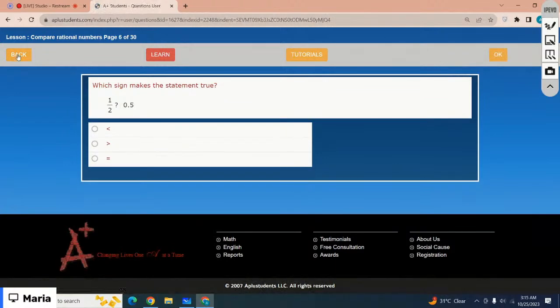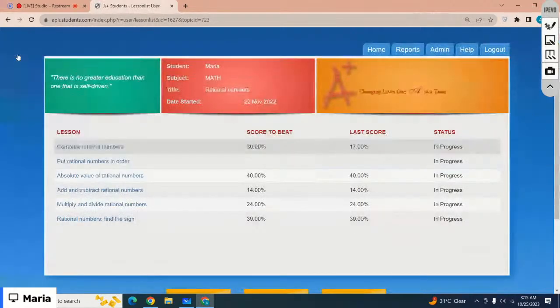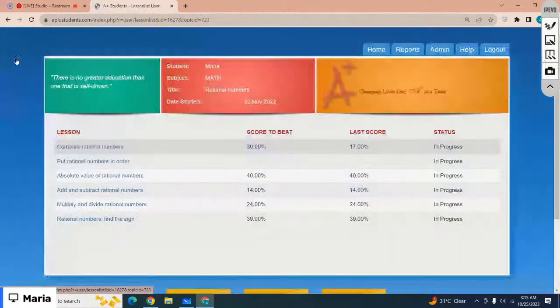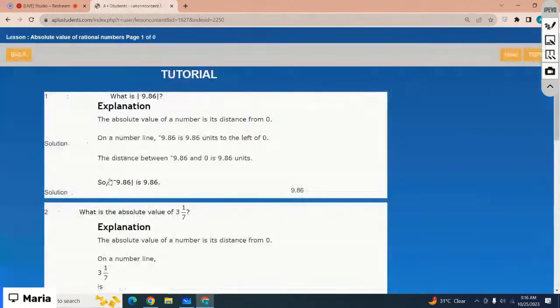Let me move on to the next lesson. The next lesson is put rational numbers in order. This one we will move to the next session, next lesson, next grade. The next lesson is absolute value of a rational number.